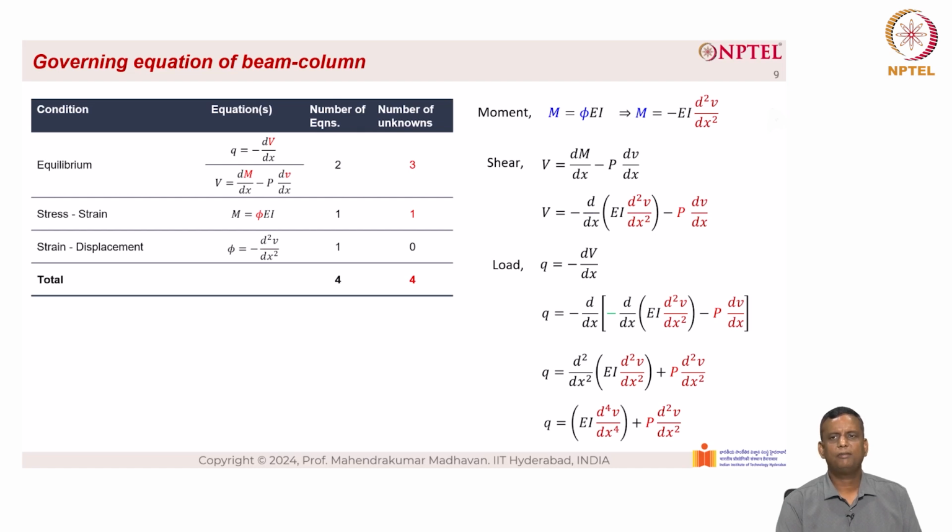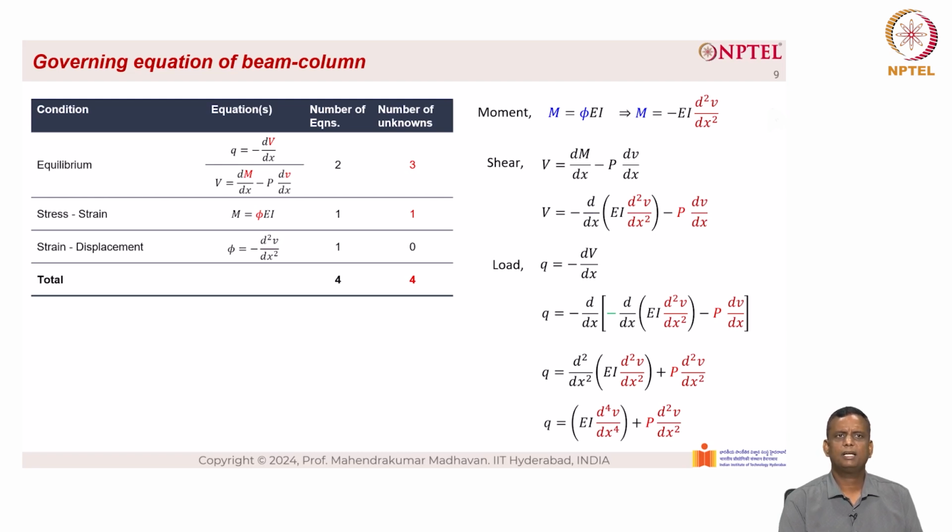So if you look at the left hand side, you see that the first column represents the condition, the next column represents the equation, the third column represents the number of equations, and the fourth column represents the number of unknowns. So we have two equilibrium equations, which are q equal to minus dM by dx and V equal to dM by dx minus P into dv by dx. The ones that are highlighted in red are the number of unknowns. We have two equations and three unknowns.